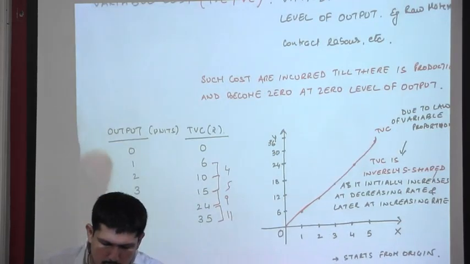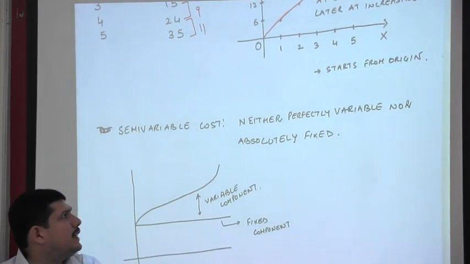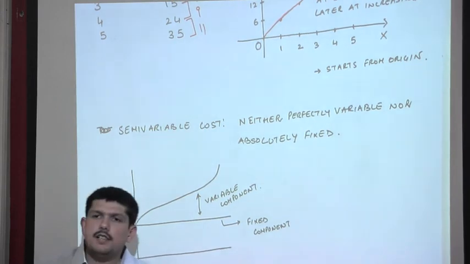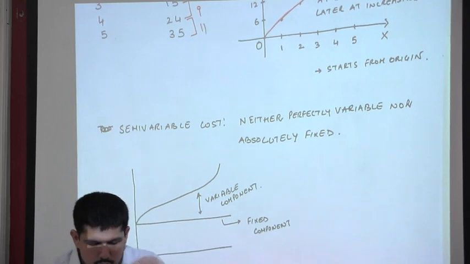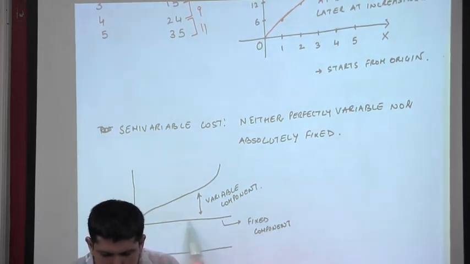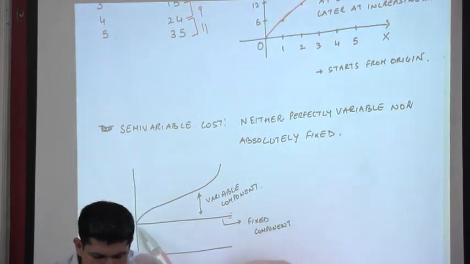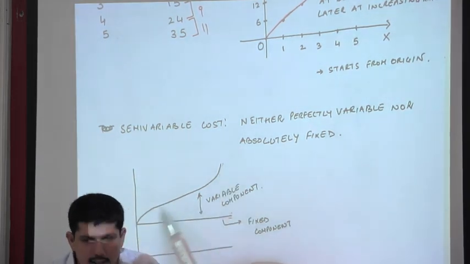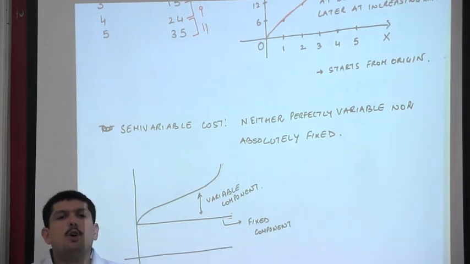Then we talk about semi-variable cost. What is semi-variable cost? These are neither perfectly variable nor absolutely fixed. Some proportion of the cost is fixed and some proportion is variable. So the fixed proportion will be a parallel line to the x-axis and the variable proportion will be an inverse S-shaped curve, right?